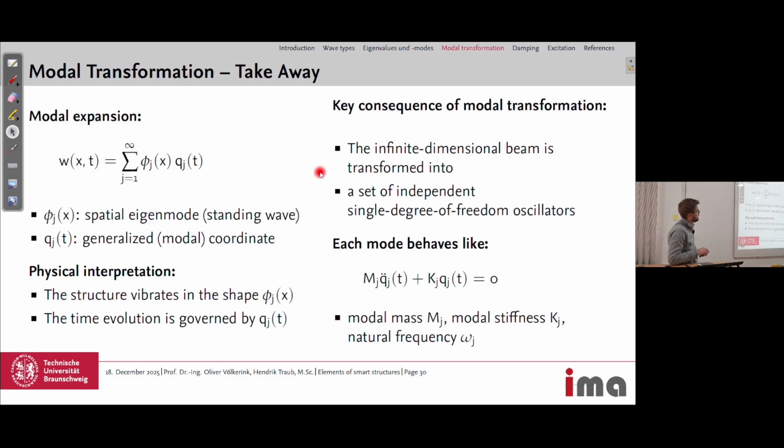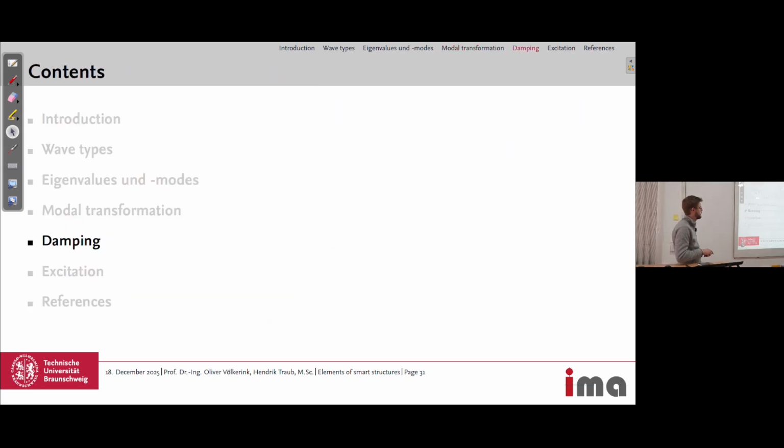And we can transform the beam with infinite dimensions or degrees of freedom, the real structure, into a set of independent single degree of freedom oscillators. And they are independent because we showed that one eigenmode cannot perform work on the other eigenmode. So we have a description for each eigenmode of the structure, where the modal mass and the modal stiffness depend on the problem, on the beam with its boundary conditions.